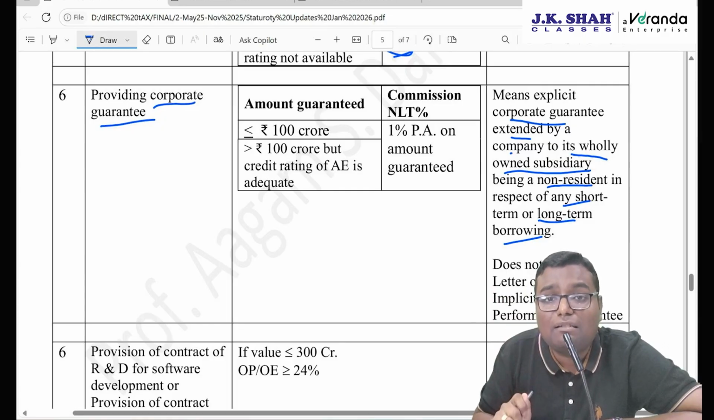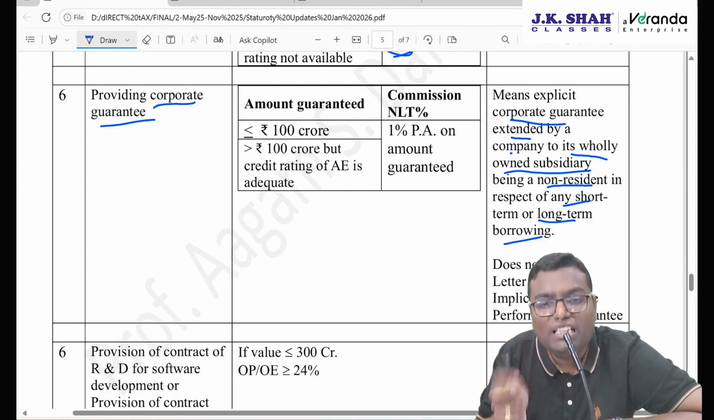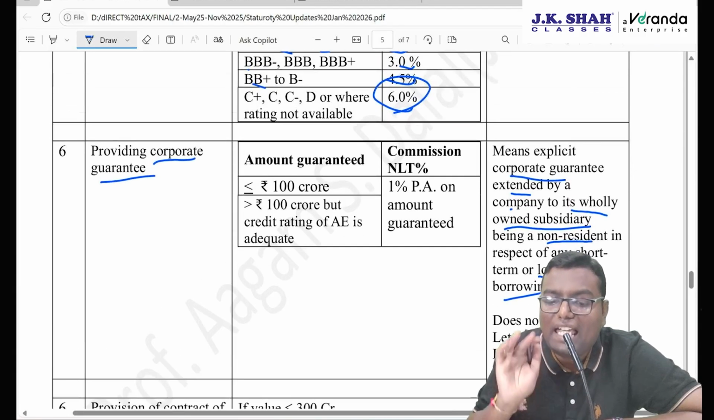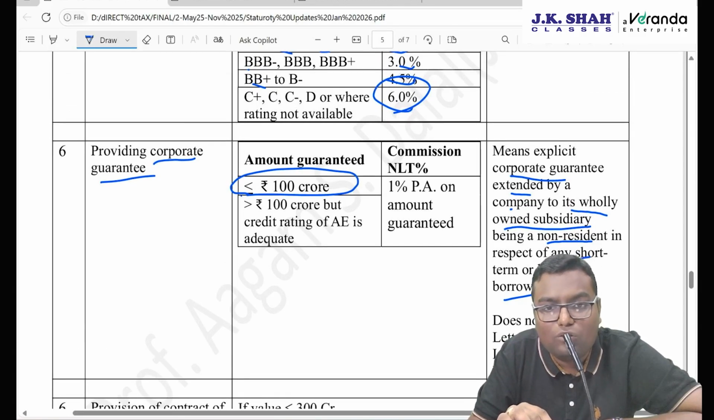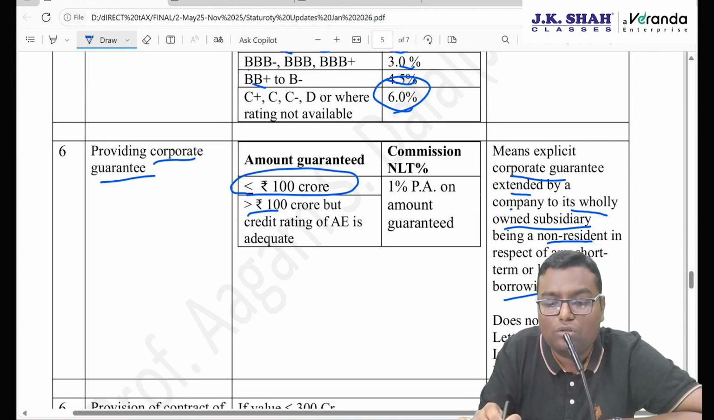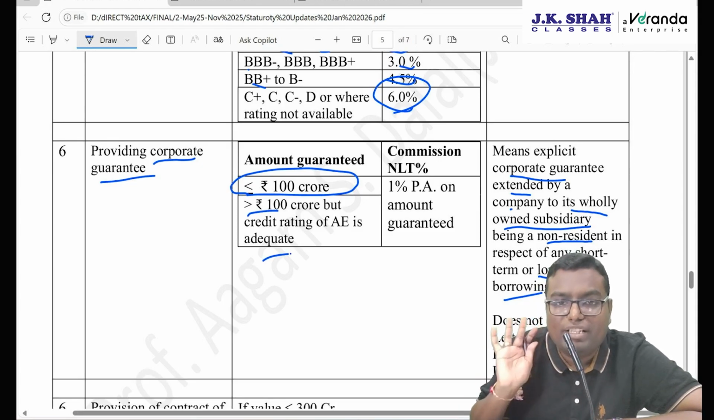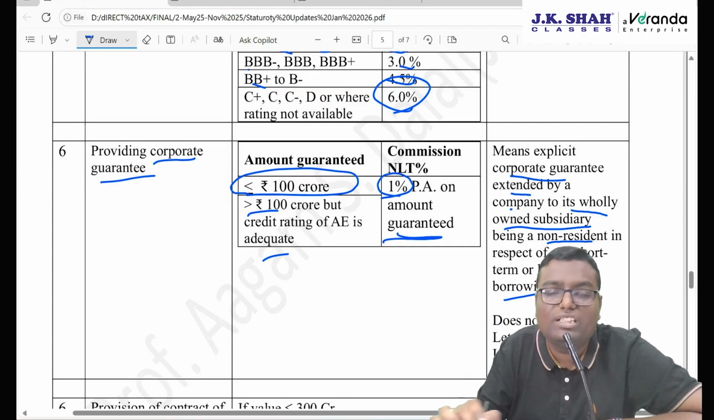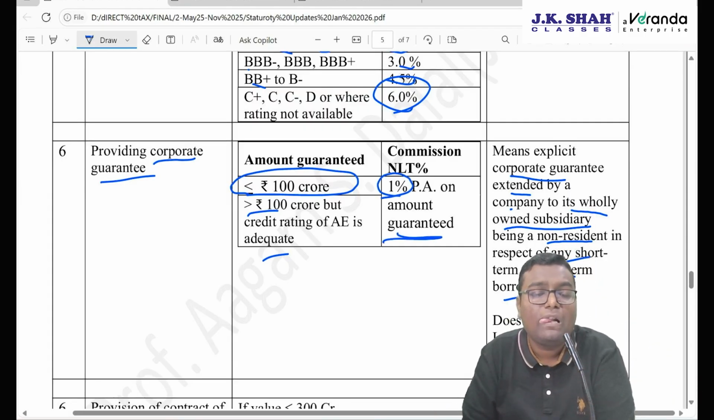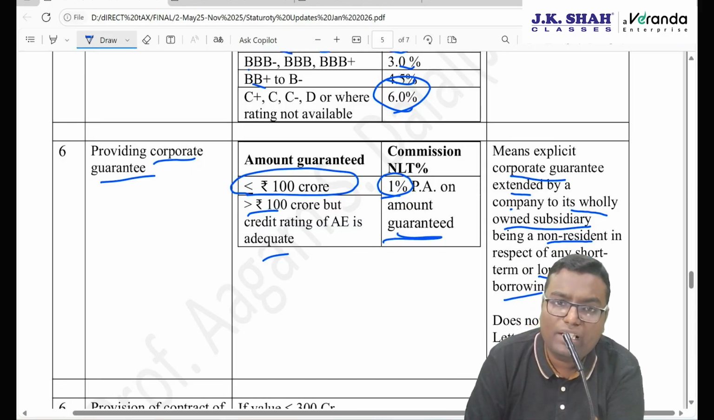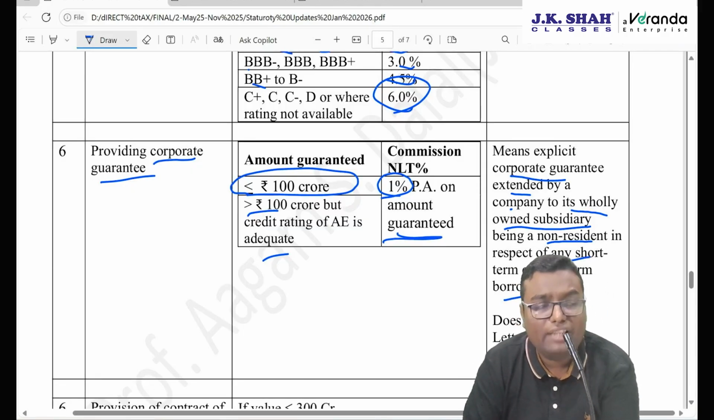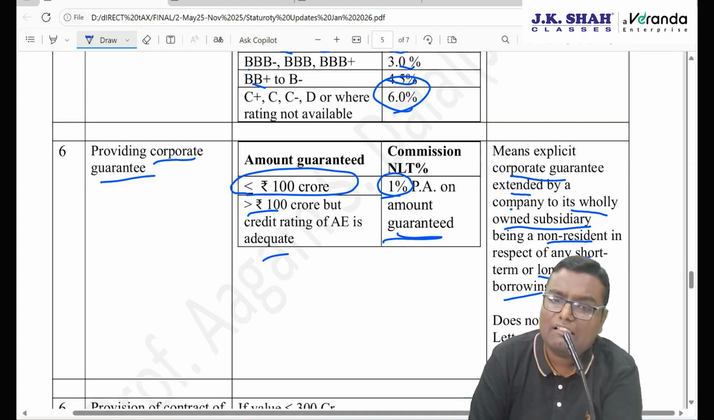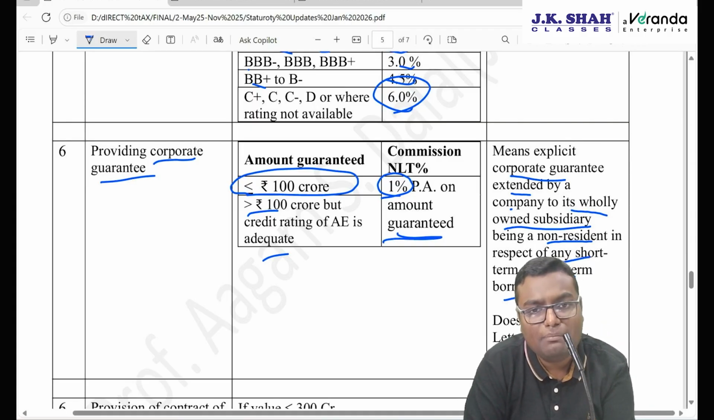So if you are giving guarantee, you cannot give it free of cost. You have to charge some minimum commission. How much minimum commission should be charged? If the guarantee amount is less than or equal to 100 crore, or it is more than 100 crore, but the rating is adequate, in that case you have to charge minimum 1% per annum of the amount guaranteed as the commission. So if the loan amount is up to 100 crore, 1%. If the loan amount is more than 100 crore, safe harbor rule is only applicable if the rating is adequate for that associated enterprise. In both cases, the commission that you can charge is 1% per annum for the amount which is guaranteed.